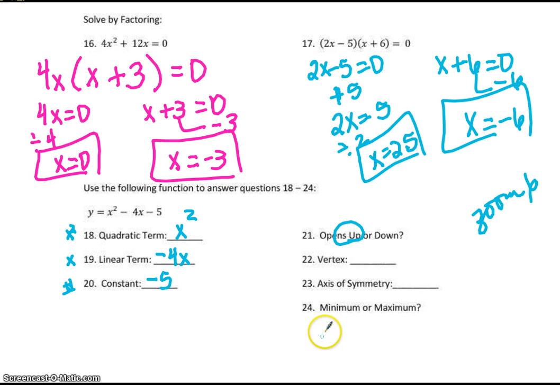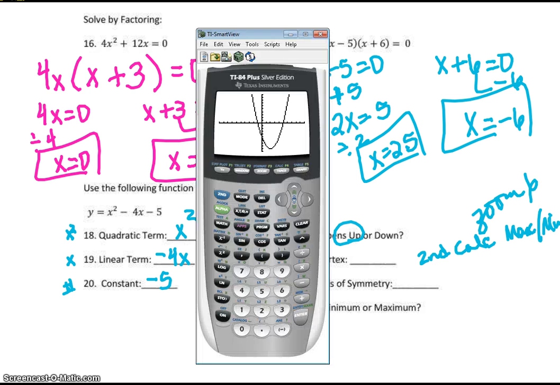To find your vertex, you're going to go second, calc, and either max or min. Don't forget, you can be taking notes about this. Second, calc, this one opens up, therefore it is a minimum, so number 3. You got to get before that low spot, which it is, enter. Go to the right until you get past that low spot, enter, enter. And it's a point. It's going to be 2, negative 9.